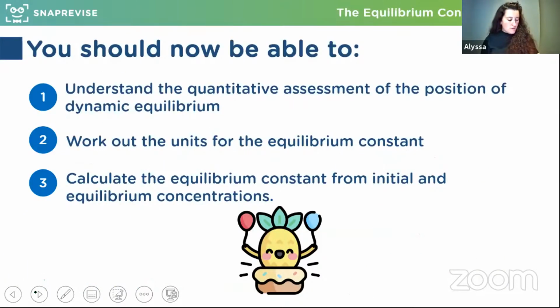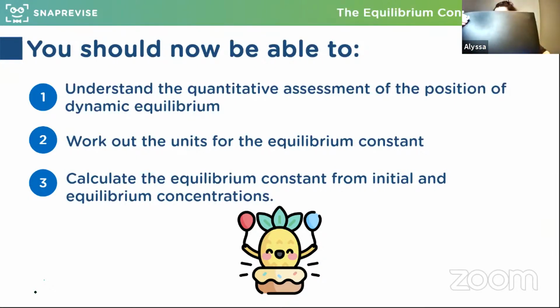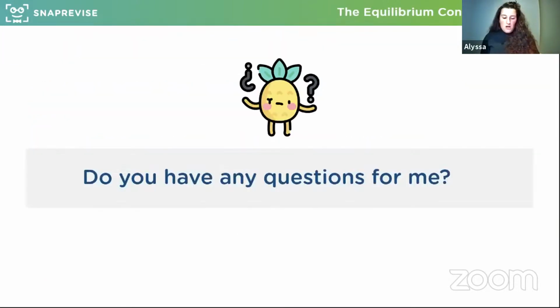Okay, so hopefully we can now understand the quantitative assessment of the position of dynamic equilibrium. We can work out the units for the equilibrium constant, and we might need a little bit of practice to do that. And we can calculate the equilibrium constant from initial and equilibrium conditions.